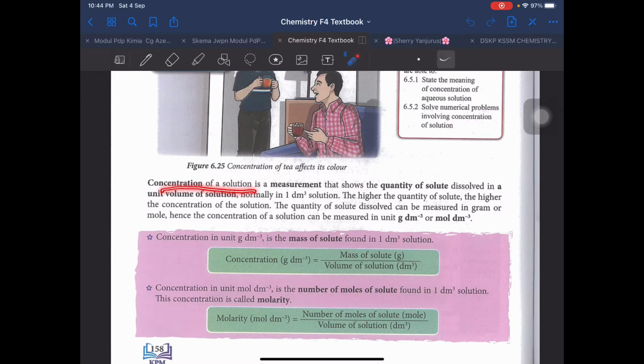Okay, so let me repeat that again. Concentration of a solution is a measurement, satu ukuran, that shows the quantity of solute dissolved in a unit volume of solution. And in chemistry, normally it's in 1 cubic decimeter of solution. 1 cubic decimeter is equal to 1000 cubic centimeter. The higher the quantity of solute, semakin banyak pelarut di dalam, the higher the concentration of the solution.